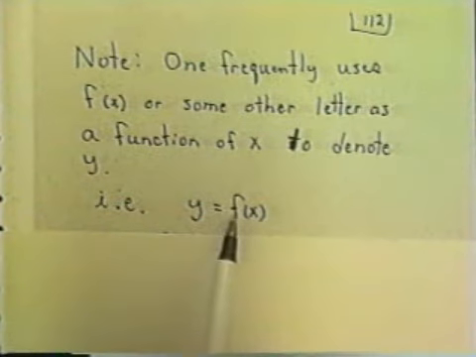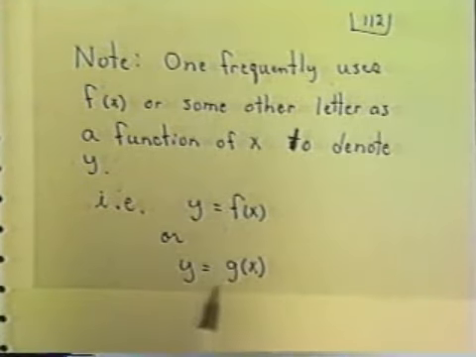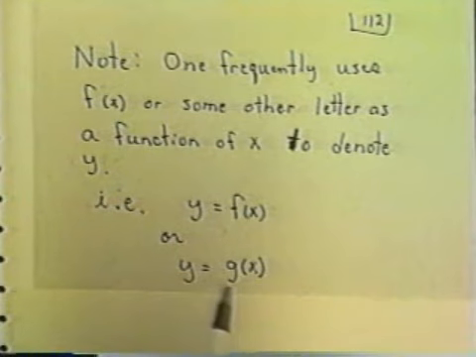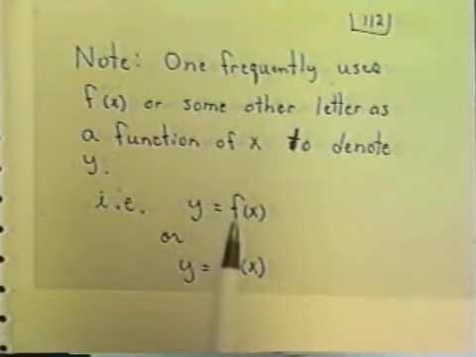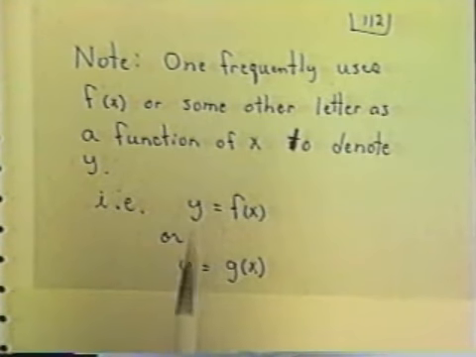Or I can use any letter. I do not have to use f. I could use G, H, K, whatever. So we could write y is a function of x, and G would be the name of the function. So when you see function notation such as this, you know that your function notation stands for your dependent variable, in this case, y.